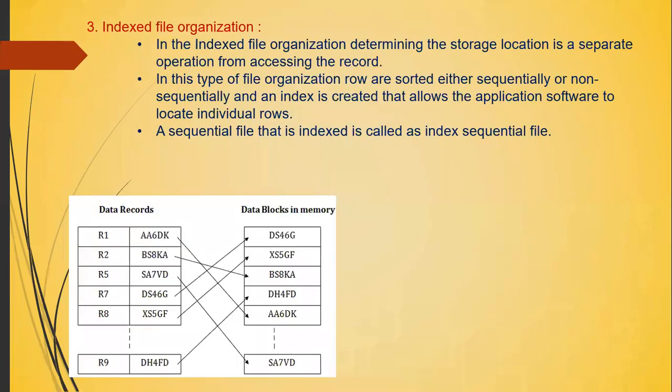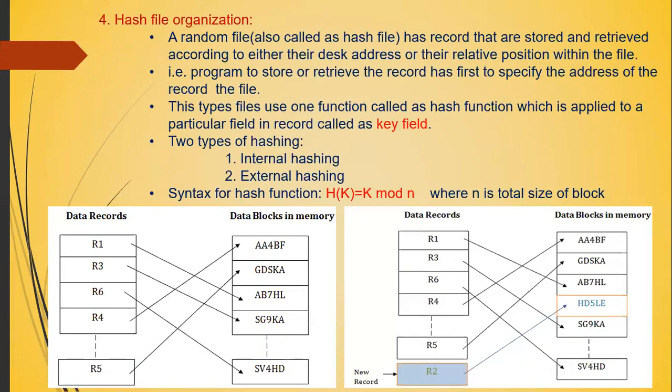Then index file organization, where every record has a corresponding index, and we can maintain a single index for more than one record. But here additional space is required to store the index corresponding to the records. Okay. After that, we discussed the hash file organization.